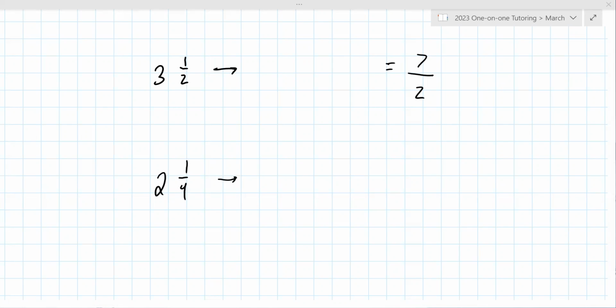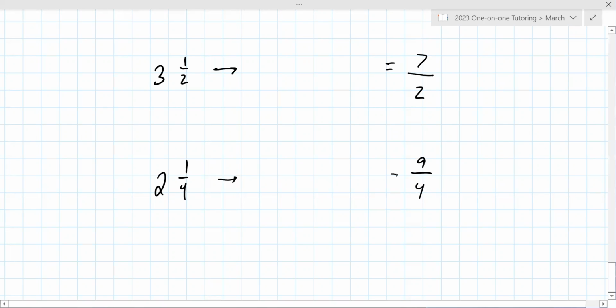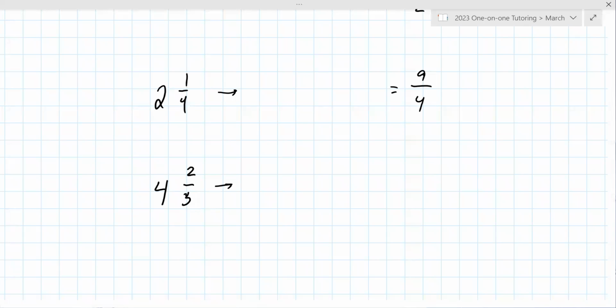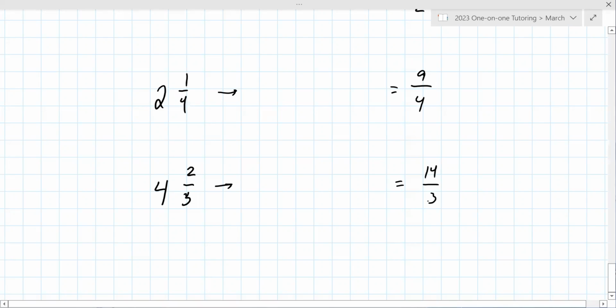Okay, 9/4. Very good. Just a couple more here because we're going to be doing this over and over again. Just want to make sure you got it all down. Okay, 14/3. Yes, really good.